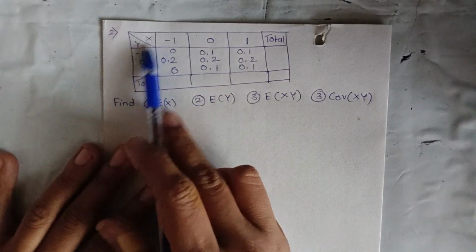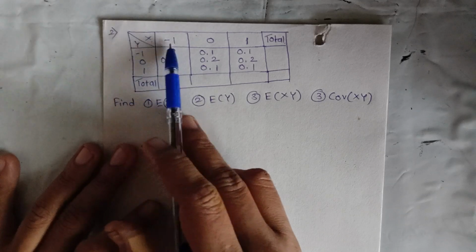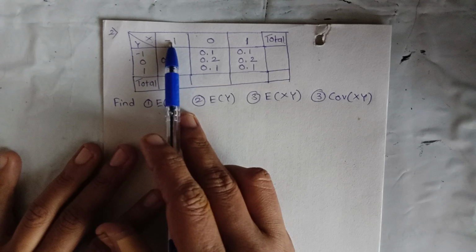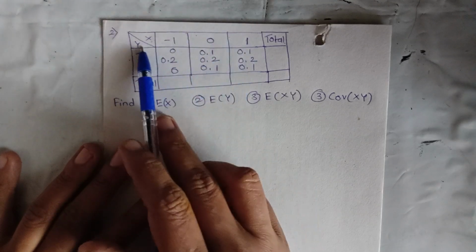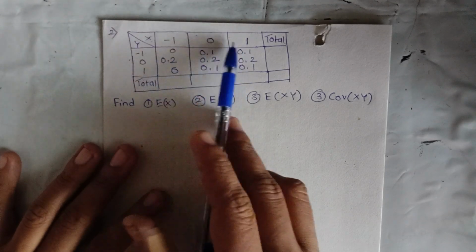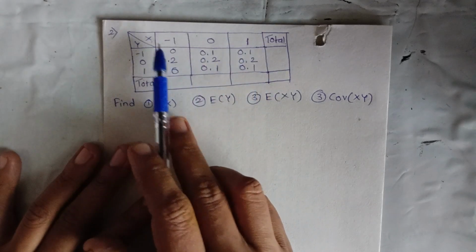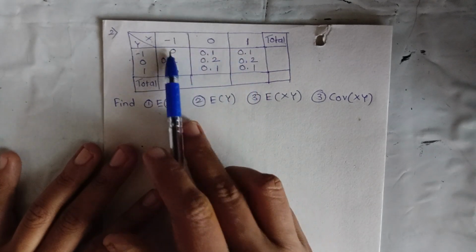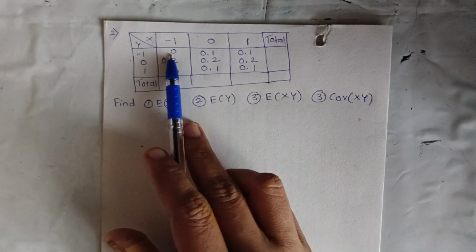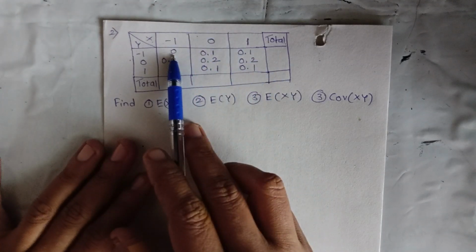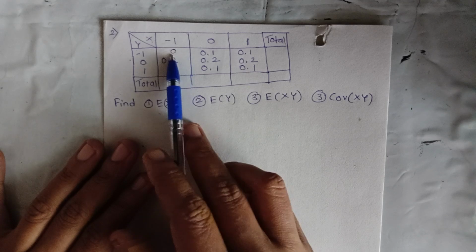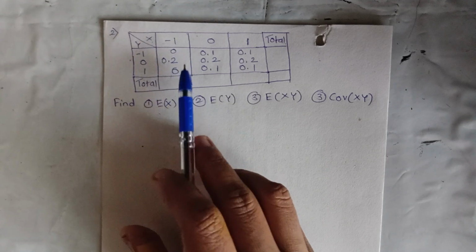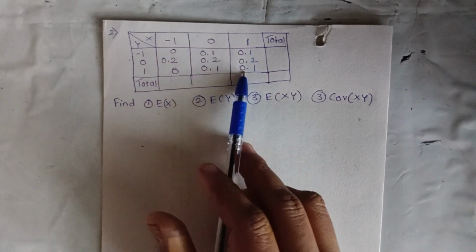Let's solve this problem. Here two random variables are given, x and y. This is for x and this is for y. These are the values of x and these are the values of y. First you have to take the totals. In this column they are given x values and here it is y. So first the totals you have to make. This is for y, this is for x.